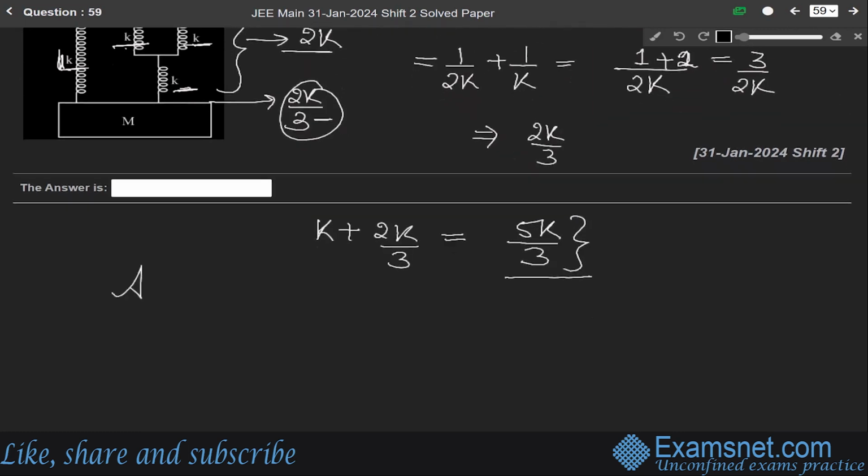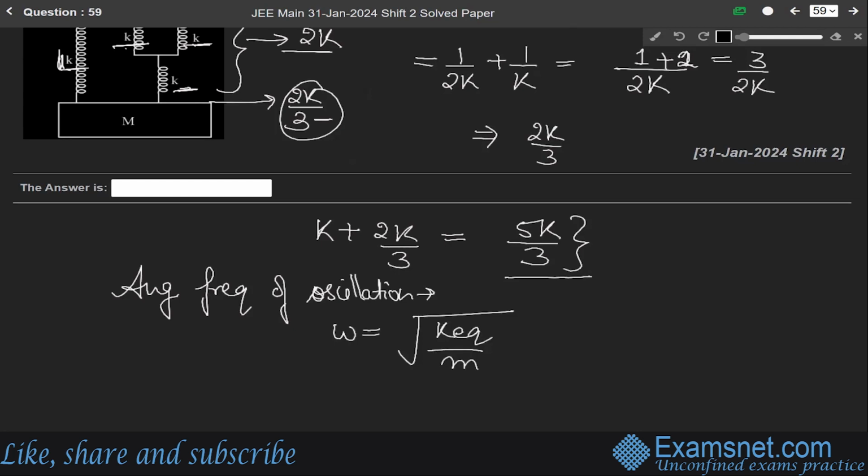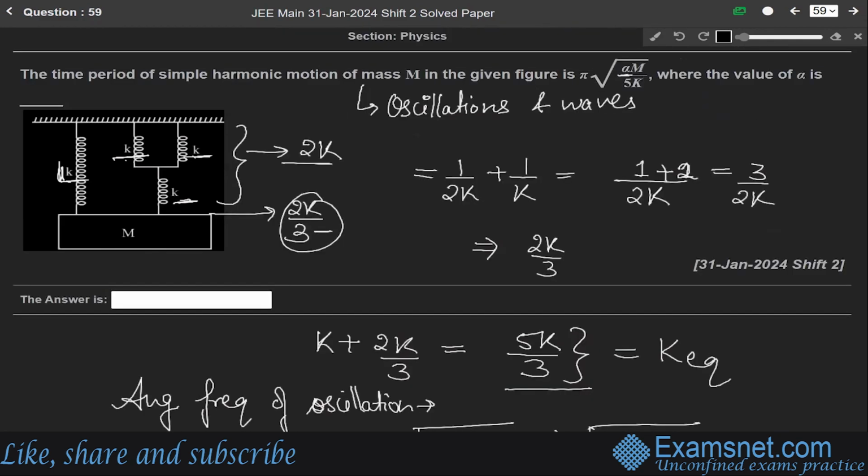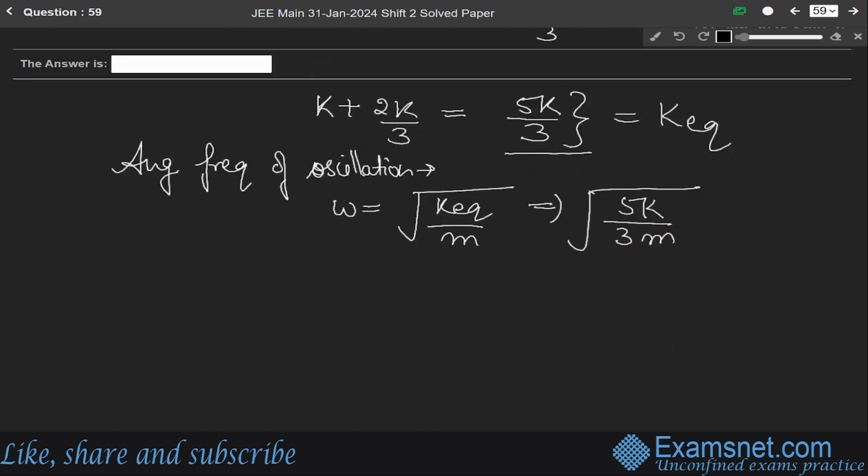Now we know that the angular frequency of the oscillation is given as omega equals under root k equivalent over m, and our k equivalent is 5k over 3. So we write 5k over 3 into m, and we are asked to find the time period. We know that time period T is equal to 2 pi over omega, so it will be 2 pi under root of 3m over 5k.